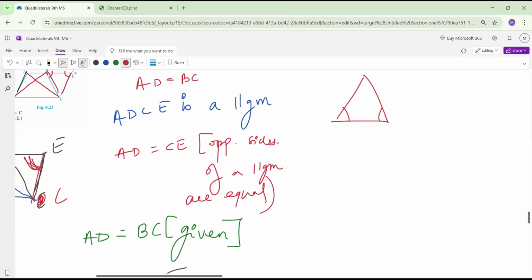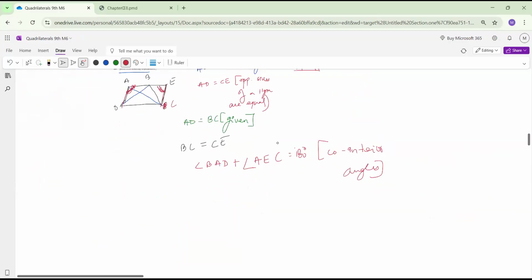Where I tell you that if in an isosceles triangle two sides are equal, then these two angles would also be equal. Remember this, both of you? Yes, sir. Adrian, did you get it? Yes, sir.